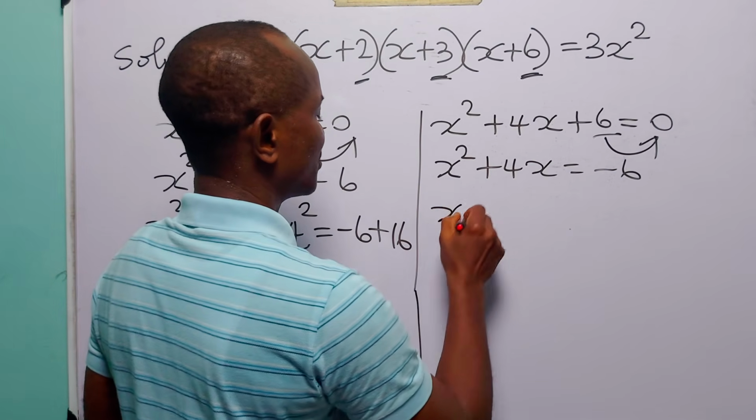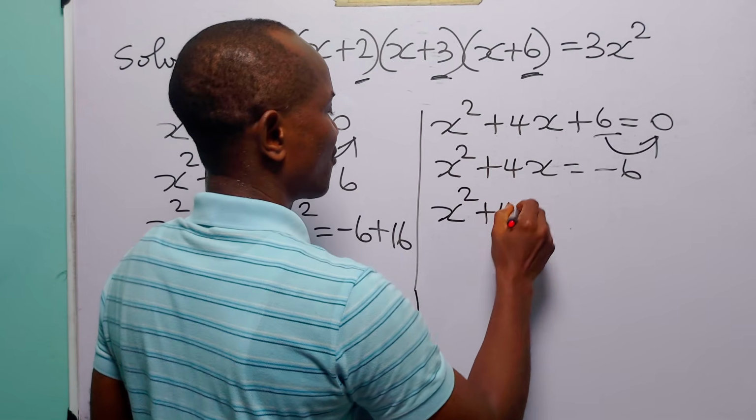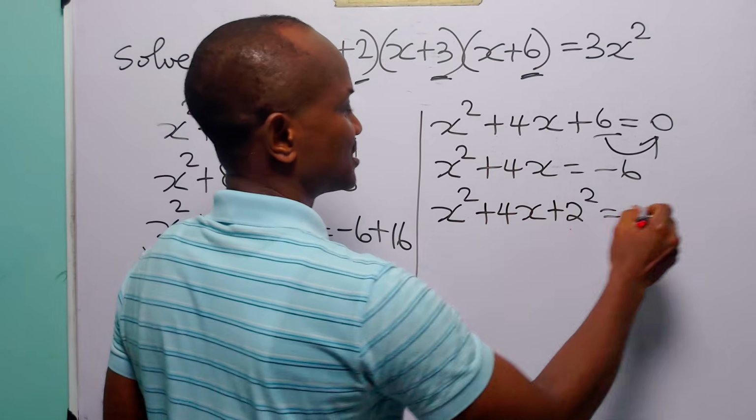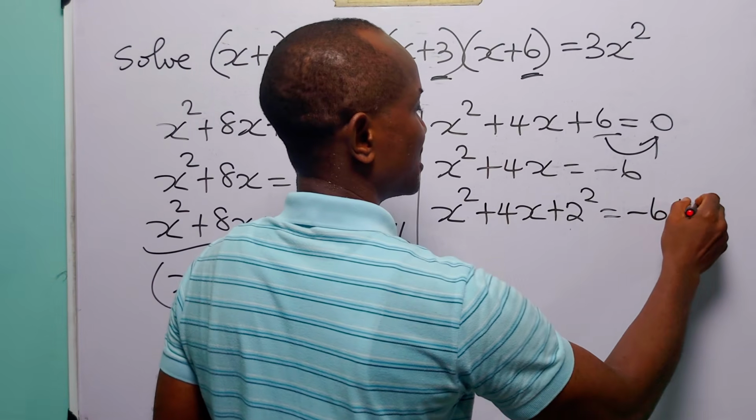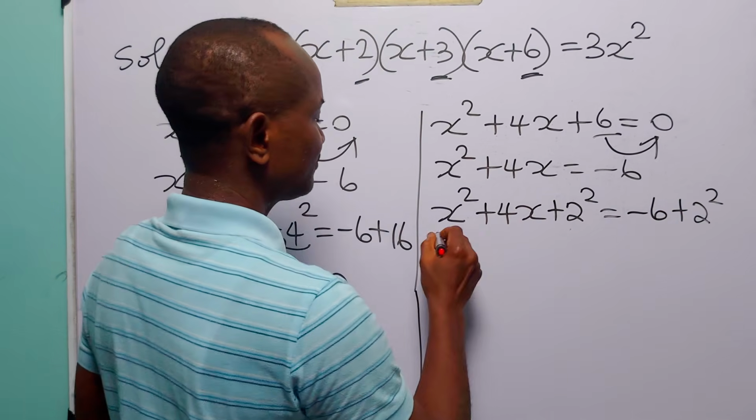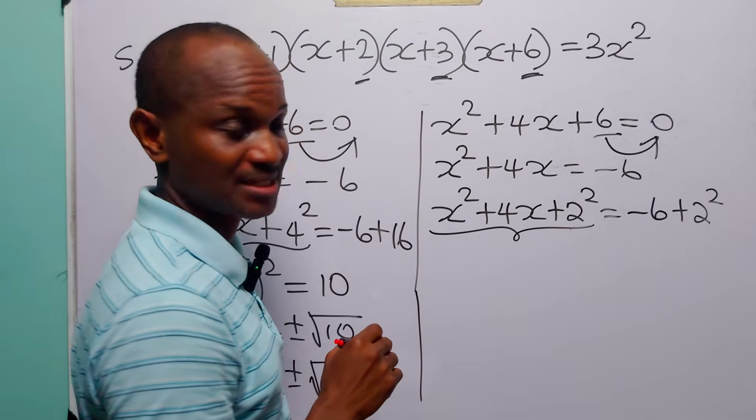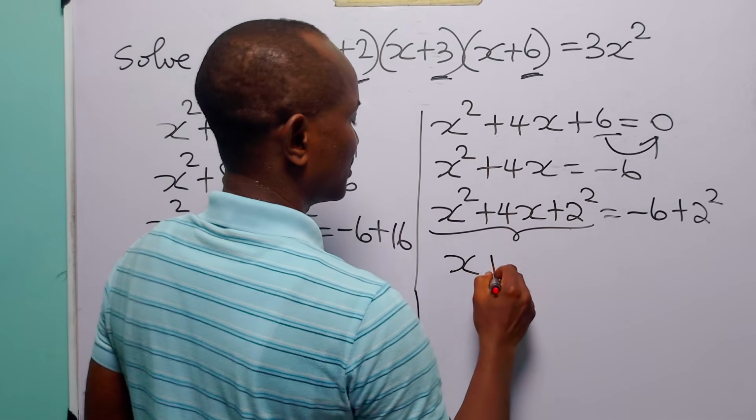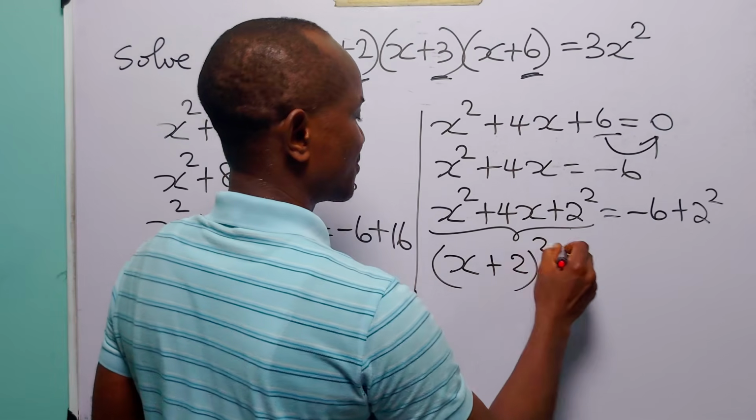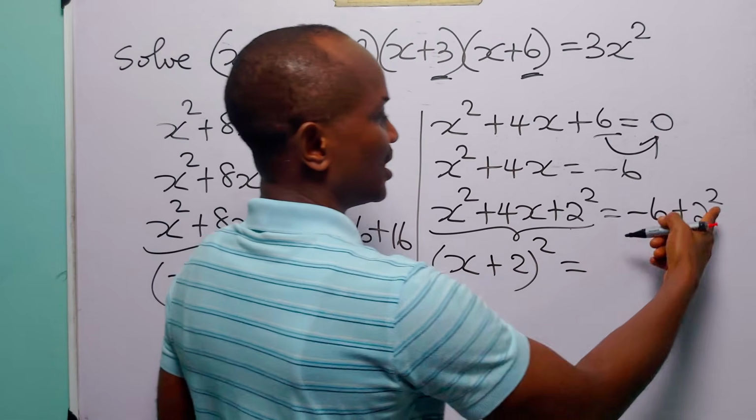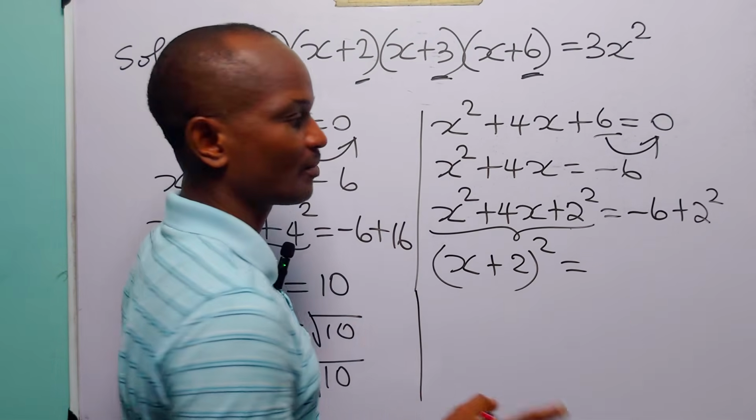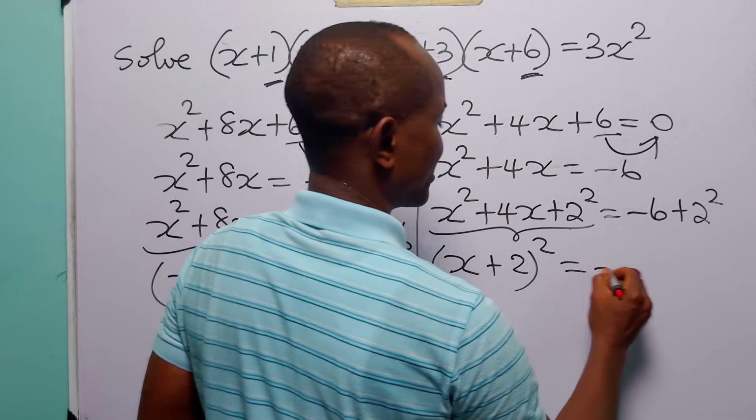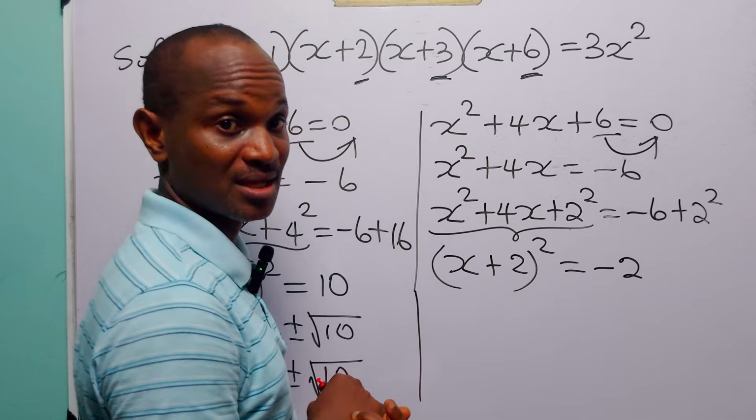When we do that, we have x squared plus 4x plus 2 squared. And of course, this is equal to minus 6 plus 2 squared. This is a perfect square. So we take one x and we take one 2 and we square. This is equal to 2 squared is 4. 4 minus 6 is minus 2. So on the right-hand side, we have minus 2.